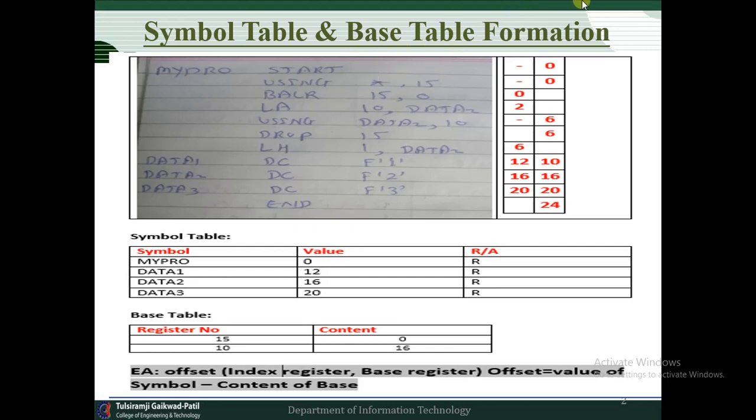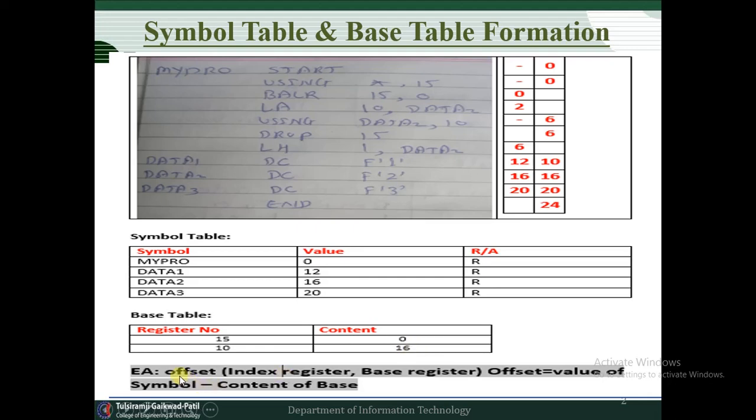What will be the data 2 value? Data 2 value is 16. So the first register here is 15, the content of that register is 0, because the star indicates the content and that content is 0. Now in the second USING, data 2 is again a register, and that register contains the value of the symbol. So what value does it have? It has data 2, it has the value 16. So register 15 contains value 0, register 10 contains value 16.